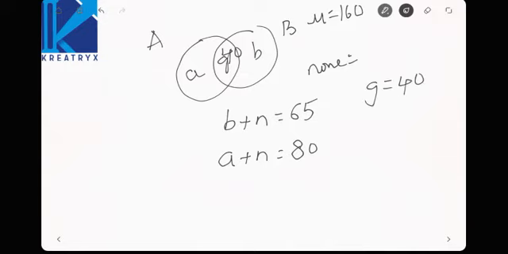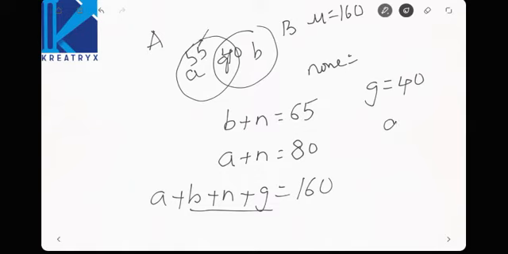Now total is nothing but A plus B plus N plus G is equal to how much? 160. Now we know the value of B plus N plus G. B plus N is 65 and G is 40. That is nothing but 105. Now what is the value of A? Is it 55? A is 55. 160 minus 105. Now you know the value of A plus N, 80, and G value is 40, 120.